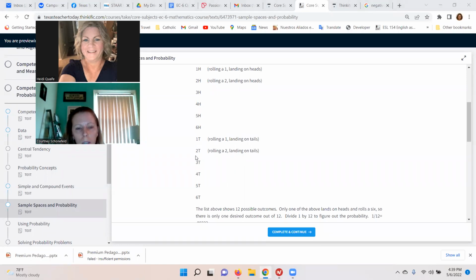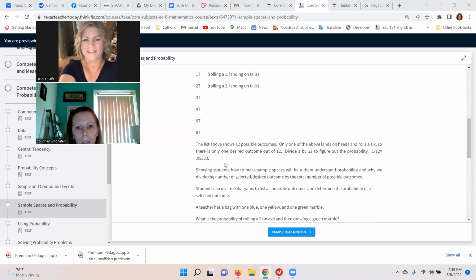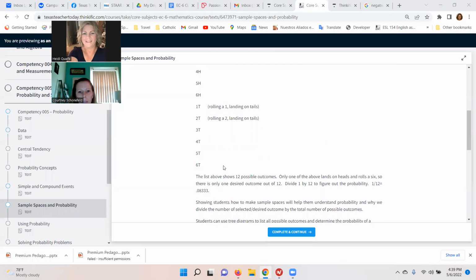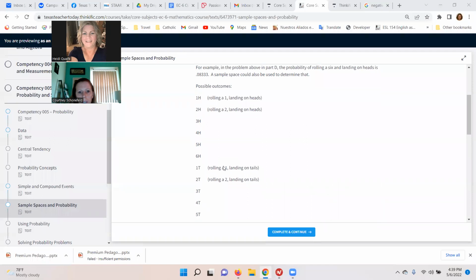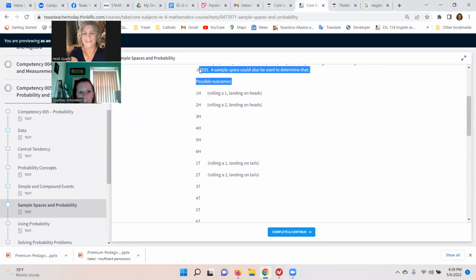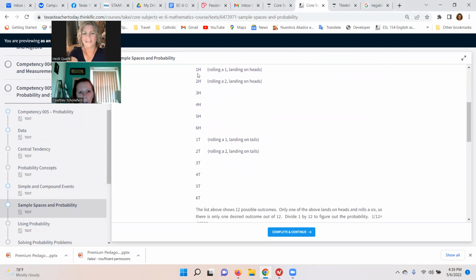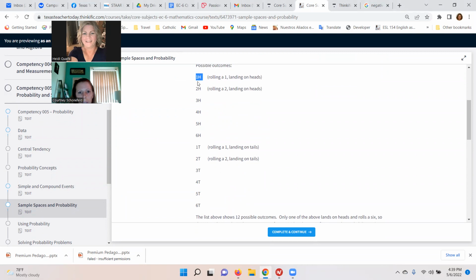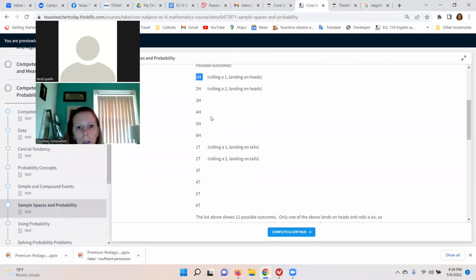6 plus 6 is 12, right? So there's 12 possible outcomes. So that means that if we wanted to know the probability of rolling a 1 and getting heads, our probability would be 1 divided by 12. There's only one of these situations. The probability of getting a 1 and anything would be 2 out of 12, right? Because there's 2 of these, 2 out of 12.